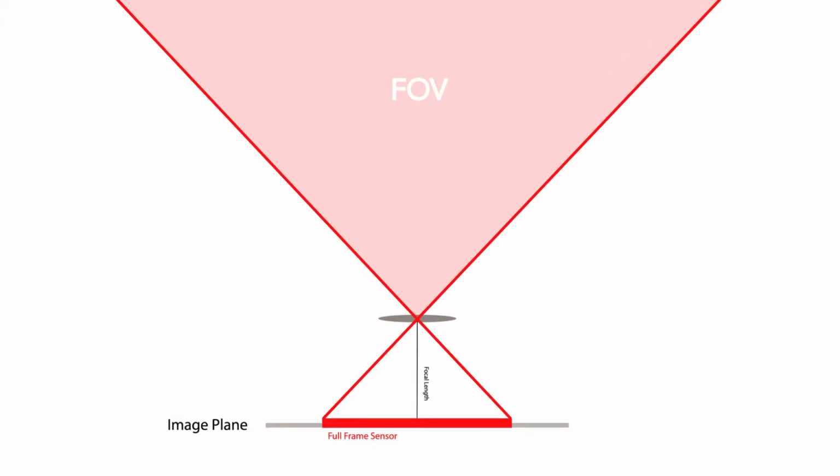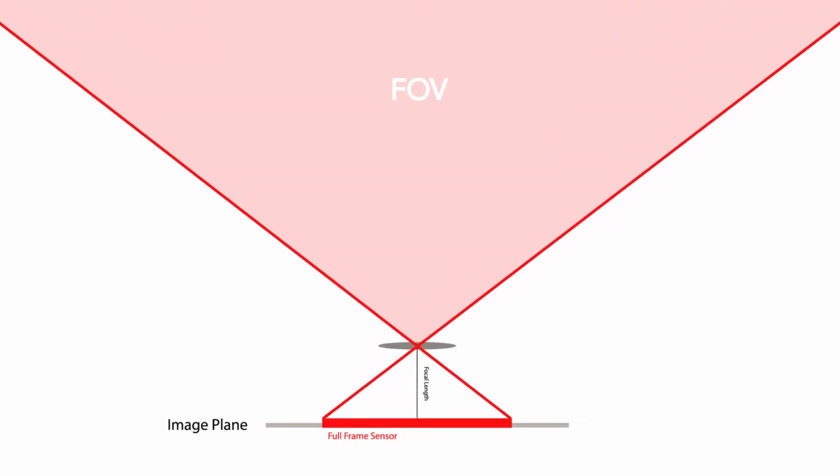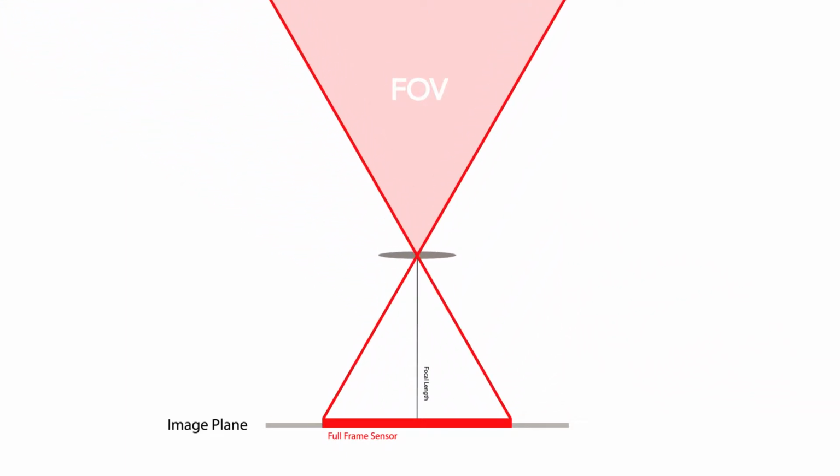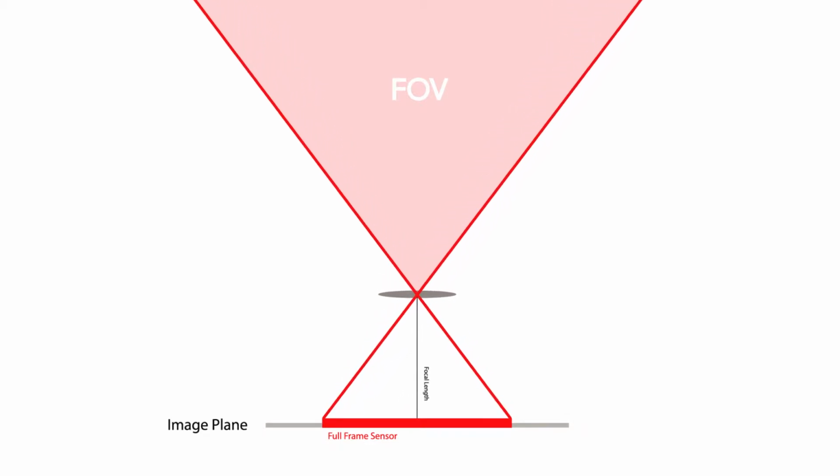You can see how the focal length affects the field of view. The shorter the focal length, the wider the field of view. And the longer the focal length, the narrower the field of view. The field of view can also be described by the angle of view. This focal length here gives us a relatively wide field of view when using a full frame sensor.